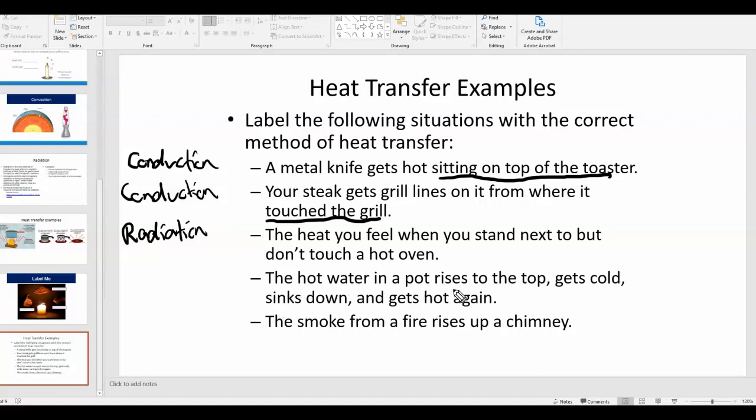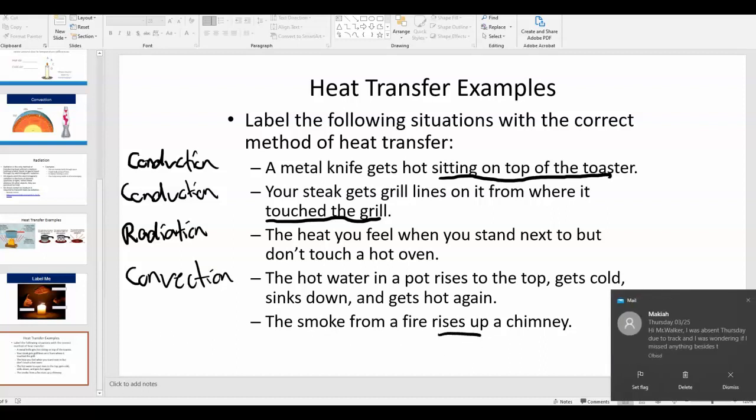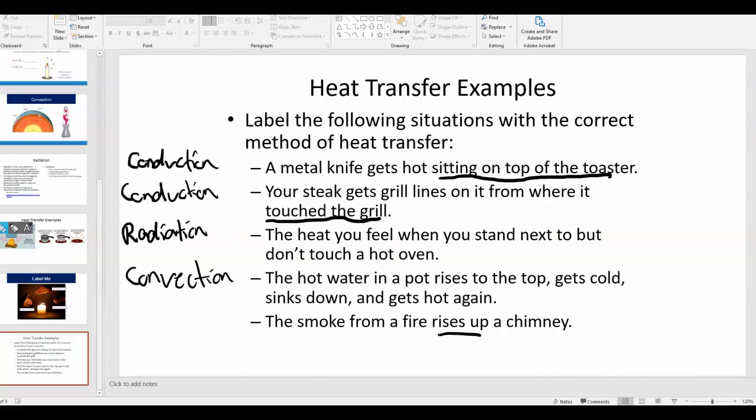The hot water in a pot rises to the top, gets cold, sinks down, and then gets hot again. That is just describing a convection current, so that is convection. And the smoke from a fire rises up a chimney. We talked about that earlier. That would be convection as well.